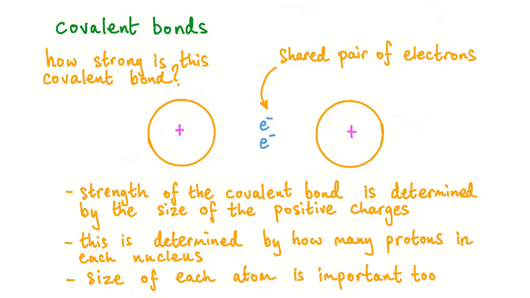It's not just this simple though, as the size of each atom is important too. If the two atoms are large, the distance between the nucleus of each atom is greater. This makes the electrostatic attraction weaker and we get a weaker covalent bond. Remember that a shared pair of electrons is just a shared pair of electrons, and the negative charge of these two electrons does not change.